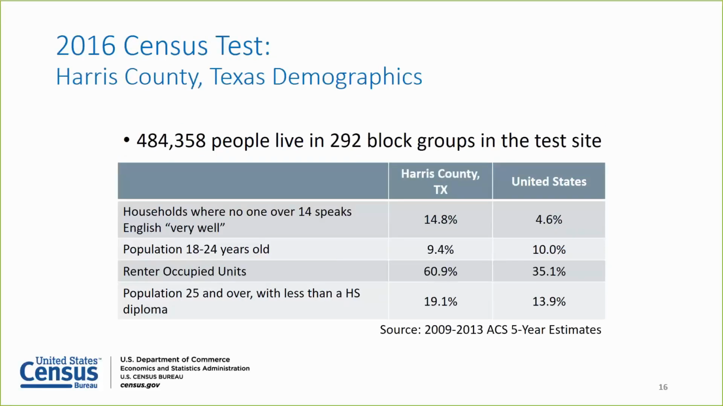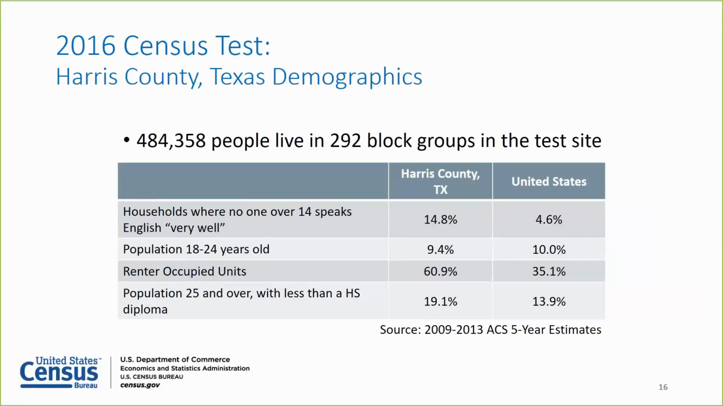All right, so in the 2016 census test, the planning database was used to pull some information for Harris County, Texas, which is where the test site was. And we found there were about 500,000 people in 292 block groups. And as you can see in Harris County, in 14.8% of the households, no one over the age of 14 speaks English very well. So these are non-English speaking households, about 3 times higher than the national average.